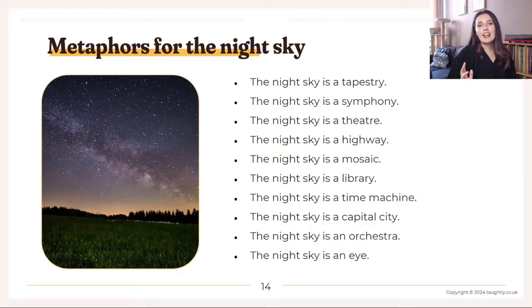The night sky is a tapestry. The night sky is a symphony. The night sky is a theatre. The night sky is a highway, a motorway. The night sky is a mosaic. The night sky is a library. The night sky is a time machine. The night sky is a capital city. The night sky is an orchestra. And finally, the night sky is an eye.